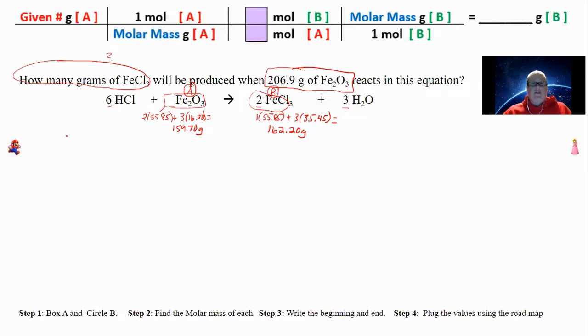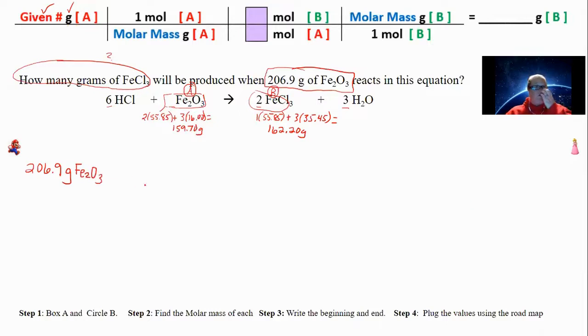All right, step 3, write the beginning and the end. By this, I write the beginning, I always write the number first. I have 206.9, that's my given number, grams. I've written grams of A. A is Fe2O3.